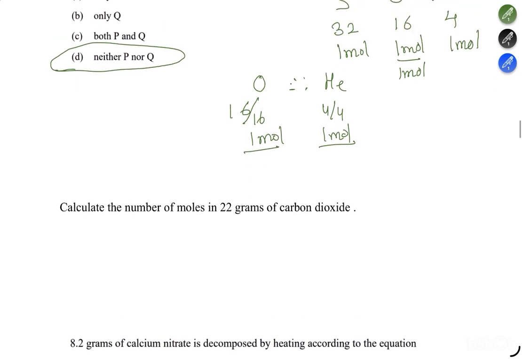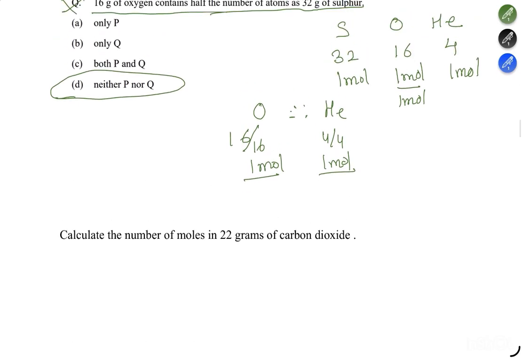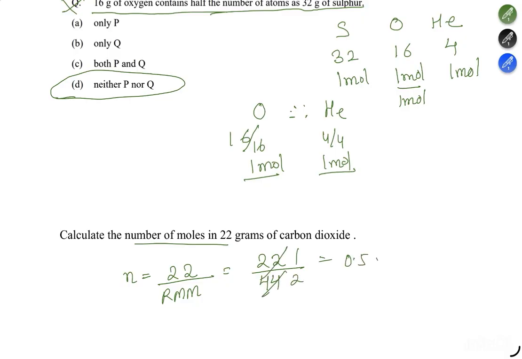Let's go to another question. This is a 1 mark question again. Calculate the number of moles in 22 gram of carbon dioxide. This is a direct formula based question. You have to divide the given mass by the RMM of carbon dioxide, which is 22 upon 44. You cancel, and you will get 0.5 mole of carbon dioxide.